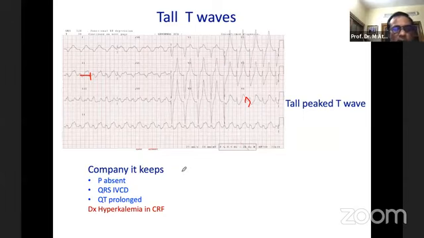So this is the way we can differentiate the types of tall peaked T wave compared with ischemia. So this is a case of hyperkalemia, and maybe in a case of chronic renal failure, as all this can be present in chronic renal failure, that is, hyperkalemia as well as hypercalcemia. So this is one way.